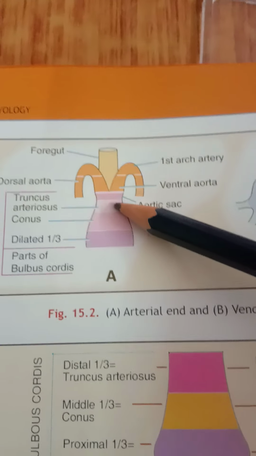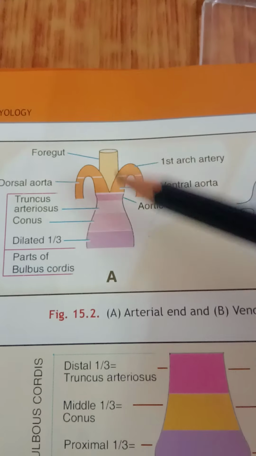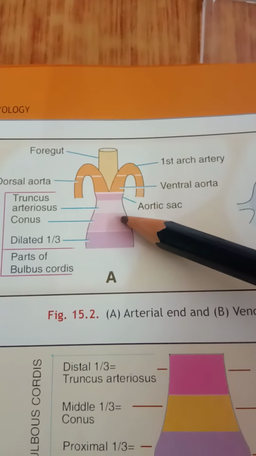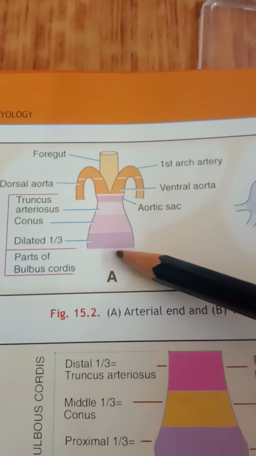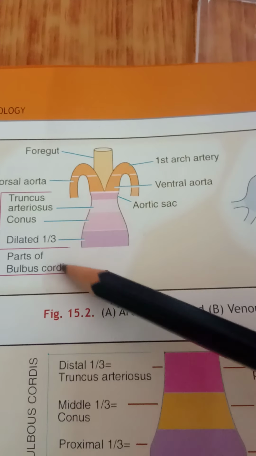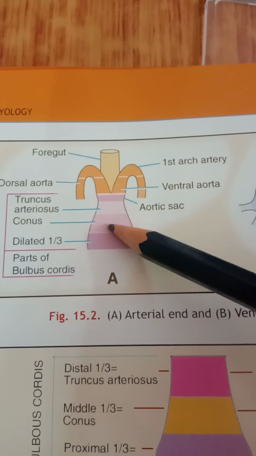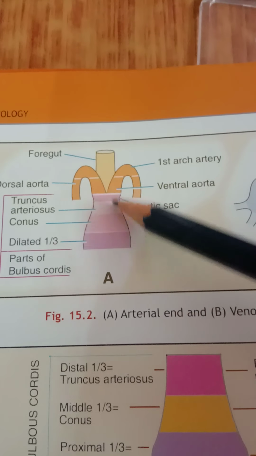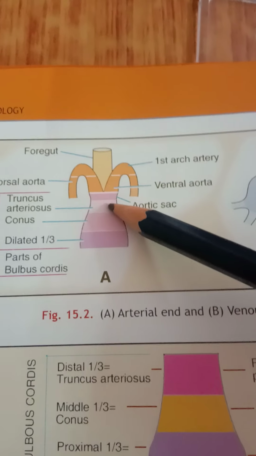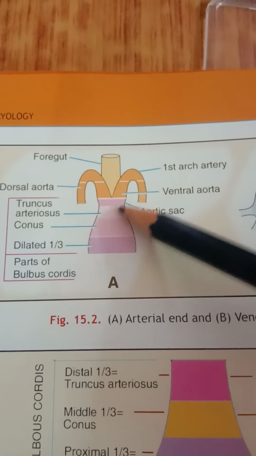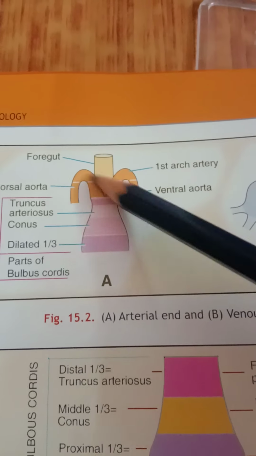This is the distal part. The distal part forms the truncus arteriosus, the middle part forms the conus, and the proximal part is the first dilated part. It is not given any name. It is one third, dilated, middle. This is the distal, so distal is the truncus arteriosus. It is also associated with the aortic arch. If you see here, this is the first arch artery and the dorsal aorta.